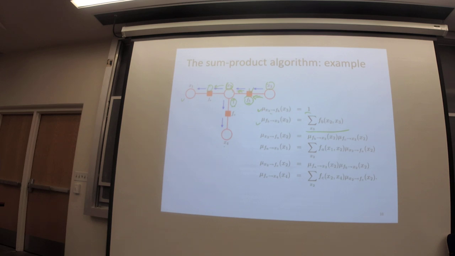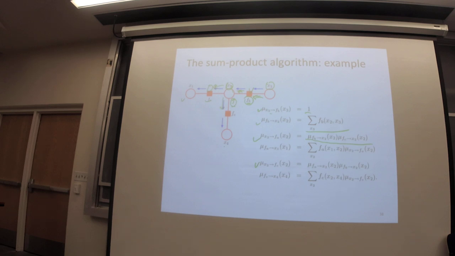Then multiply them together, we end up with a message from x2 to fb, which is here. Remember, if you want to compute a message from variable to factor, you just multiply the messages of all the other connected factors to this variable. And then, similarly, you can compute the message from x2 to fc, right? This part.